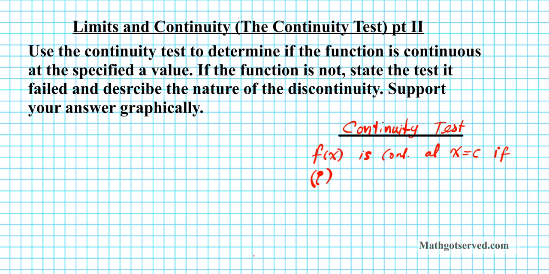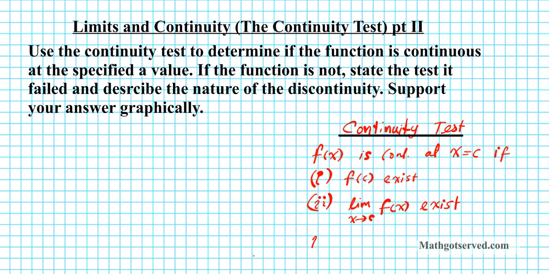Number 1, f of c exists. Basically, c has to be in the domain of the function and has to have a specific output. Secondly, the limit has to exist. So the limit as x approaches c of the function has to exist.